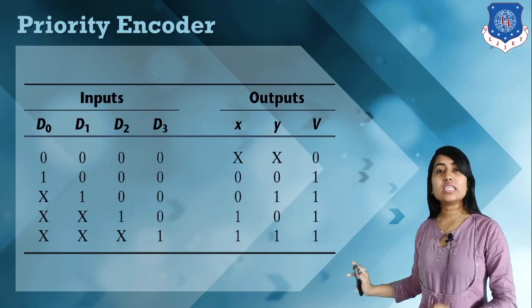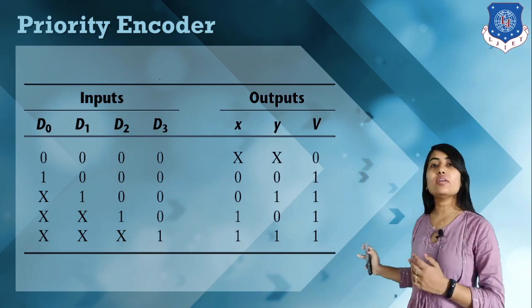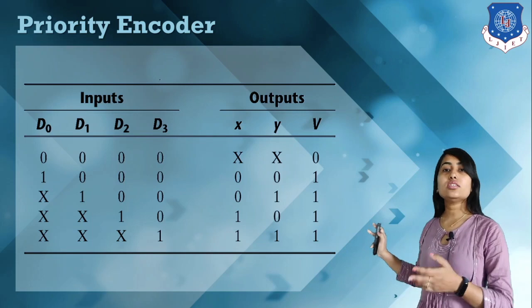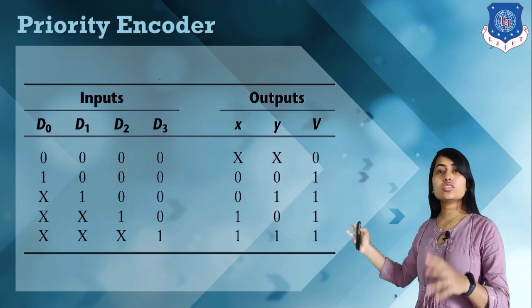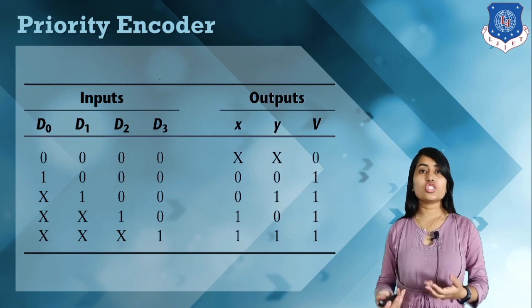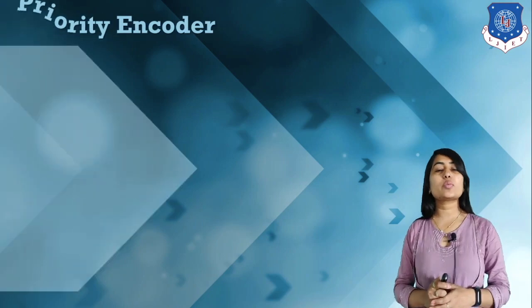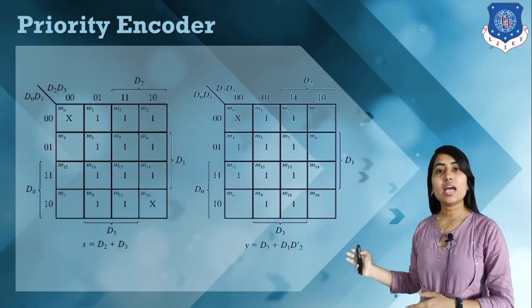And when d3 is equal to 1, whatever the conditions of d2, d1, d0, we have output according to d3, that is 1 1. So this is our truth table for priority encoders. We can make expressions for x and y, and here we have logical expressions for x and y with the help of a K-map.